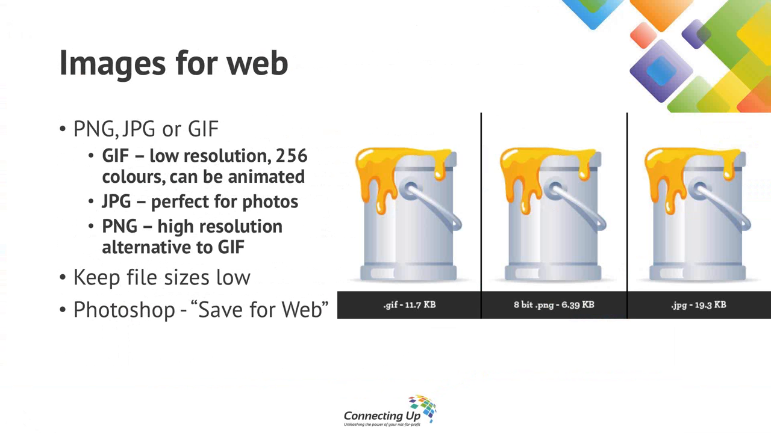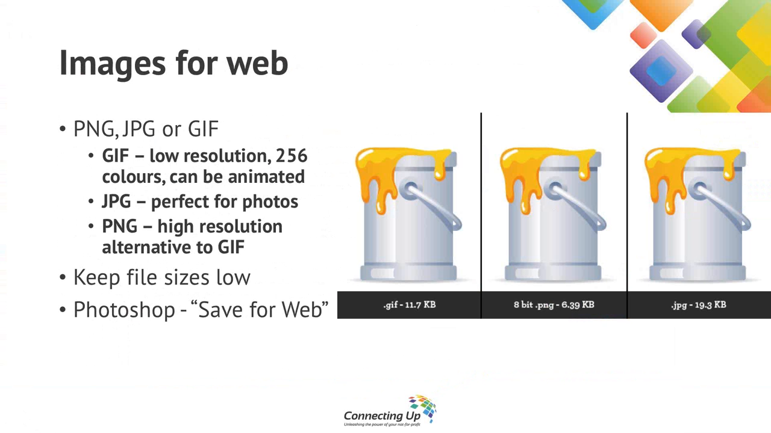Now again, a quick look at images for the web. Often people get a bit confused about all the different formats that are available, what they should use, when they should use it. So there are three and a half main formats that we use for web. There's PNG, there's JPEG, or GIF. So GIF is one of the originals, and GIF is a low resolution format, can only store up to 256 colors, but you can do those great/terrible animated GIFs, which can be entertaining, but are probably not necessarily what you want to put on your organization's website.